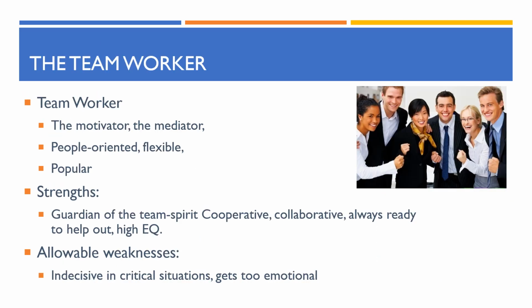Team workers are the negotiators in the group. They work hard to motivate people, and make sure all team members are on the same page. As such, they're flexible, diplomatic, and perceptive. These traits make team workers popular individuals. Generally speaking, they're capable in their own right, but they tend to place team cohesion above their own priorities. They are always ready to help out, and tend to have high emotional intelligence. On the downside, team workers are sometimes indecisive, and may get overly emotional during discussions and decision-making.